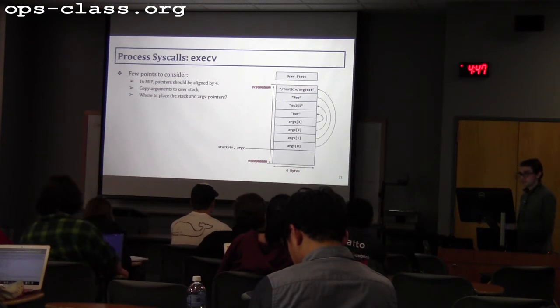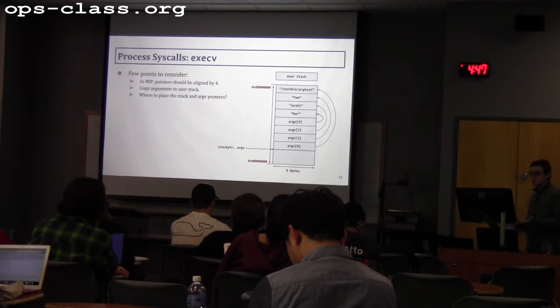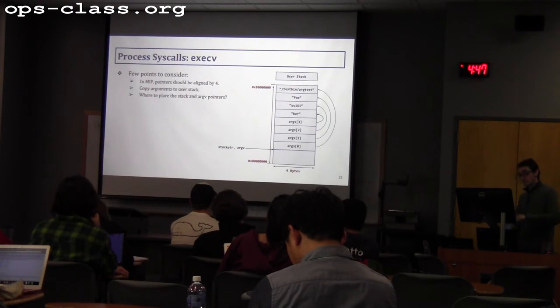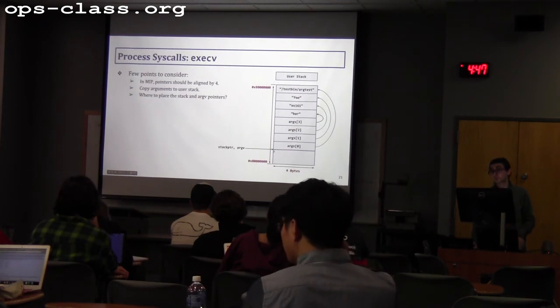Yeah. So this is how it should be. This is one arrangement. That doesn't mean you need to do it this way. You can do it in any way. What's important is the argv pointer and the stack pointer. When you return these pointers, you need to make sure that the stack pointer points just below the arg0, and argv should also point to that place.